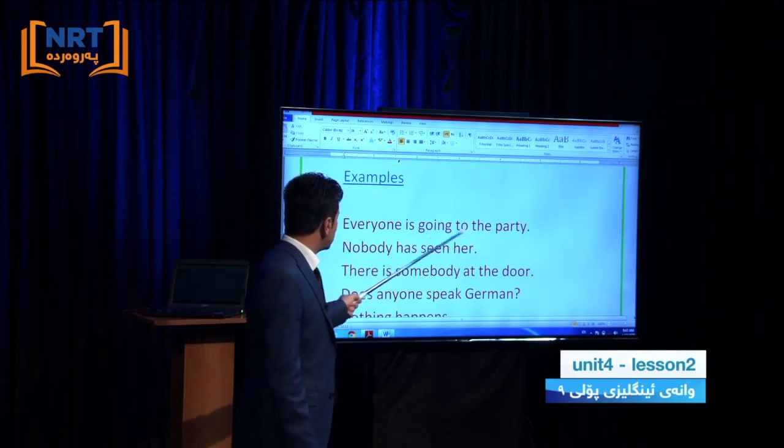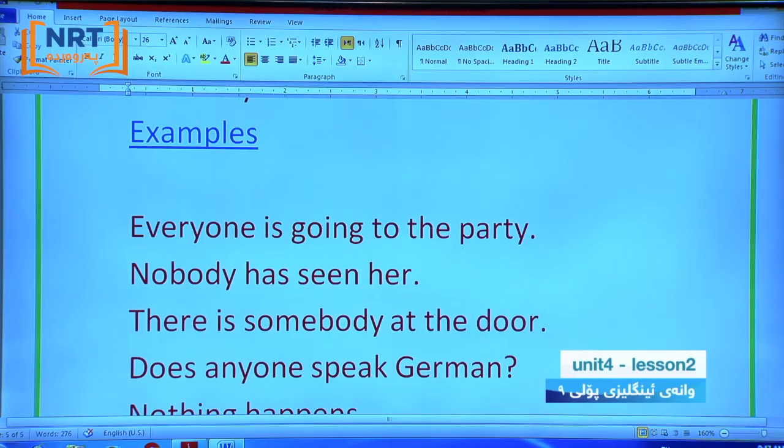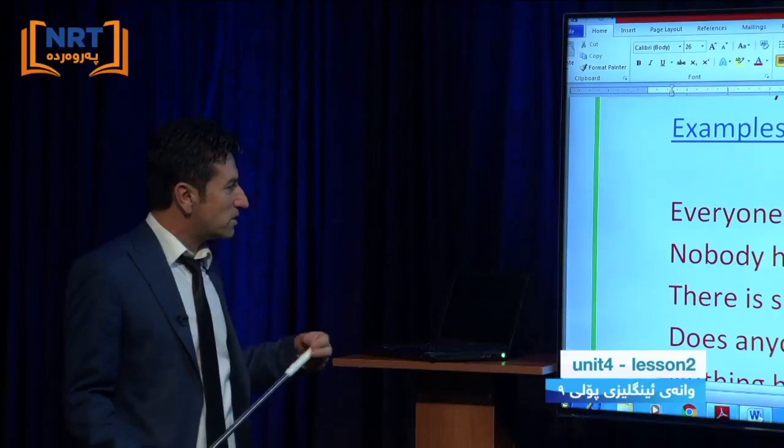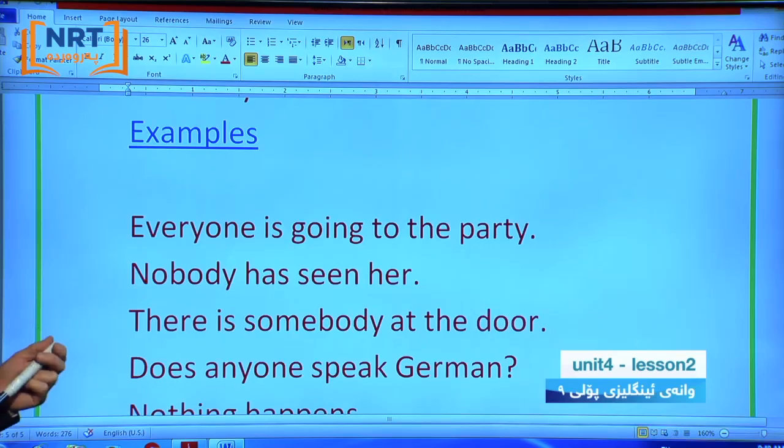Everyone is going to the party. Everyone, not someone. Everyone is a lot: girls, boys, men, women, children. Nobody has seen her. This sentence is negative. Why? Because here we have the word of negative. As we said, nobody, anybody, these pronouns, we use them in negative sentences or in question sentences. There is somebody at the door. So here, not everybody, somebody, maybe one or two. Somebody at the door.